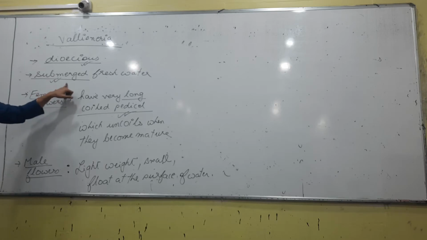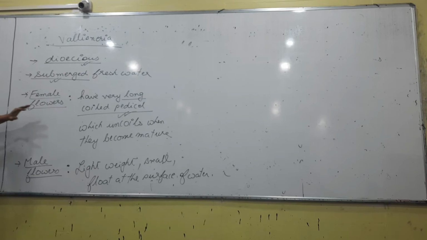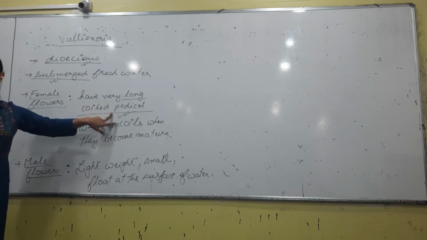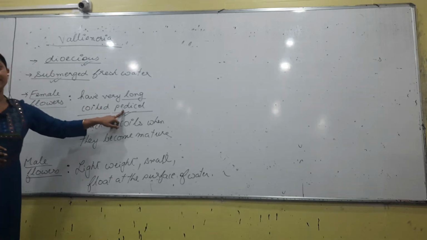Right? First, keep that in mind. Next, monoecious or dioecious? Dioecious. What is dioecious? Sexes are separate, plants are separate. You have two plants, one is a male plant, one is a female plant. Next, female flowers have long coiled pedicel. What is a pedicel? A stalk of a flower is called a pedicel. So the question would be: a plant that possesses long coiled pedicel would undergo pollination by means of hydrophily. One characteristic of a hydrophilous plant is that it will have a long coiled pedicel.